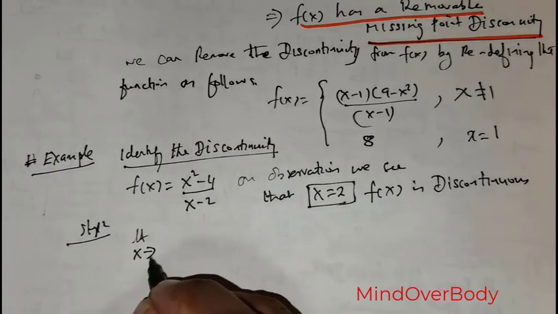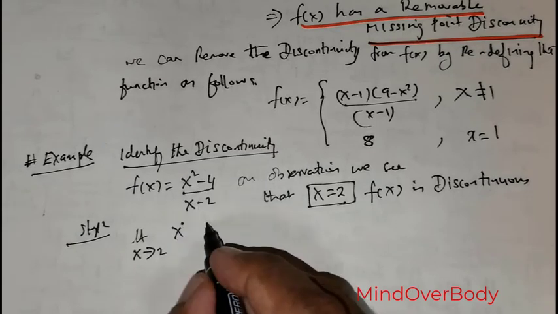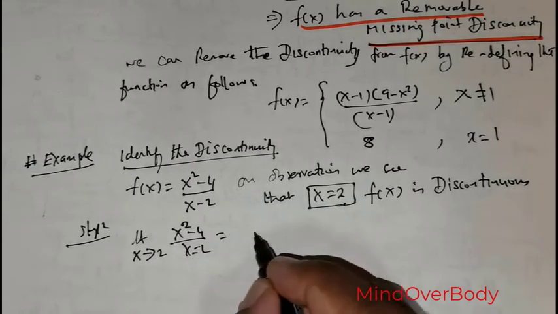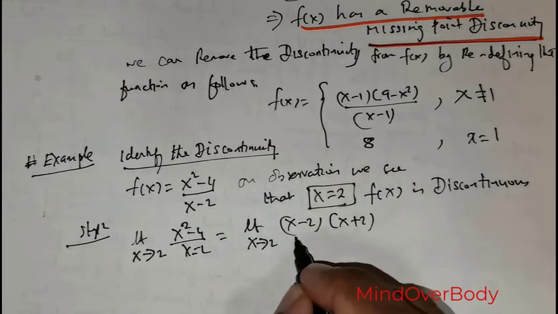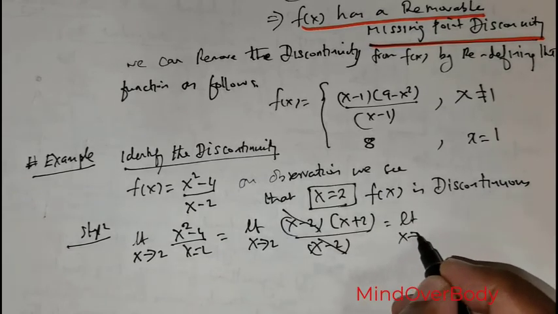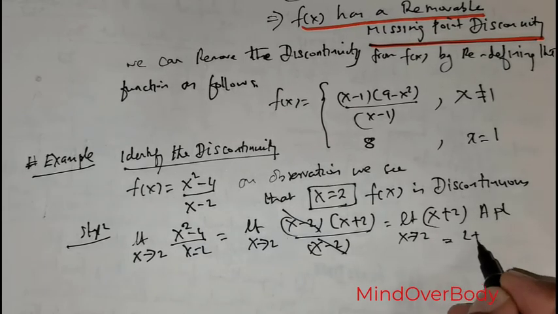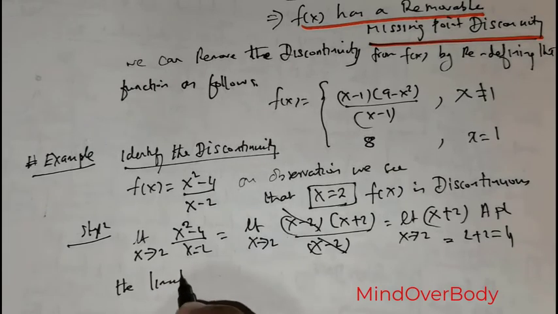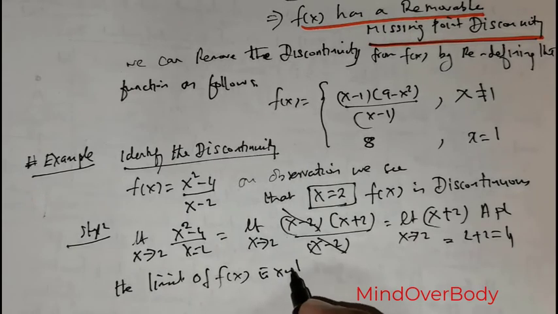Let us find what happens when limit x tending to 2 of f of x. So this is going to be (x squared minus 4) divided by (x minus 2). I'm going to rewrite this as limit x tending to 2 of (x minus 2) times (x plus 2) divided by (x minus 2). These can be cancelled, giving me limit x tending to 2 of x plus 2. Apply limits: 2 plus 2 is equal to 4. So the limit of f of x exists.